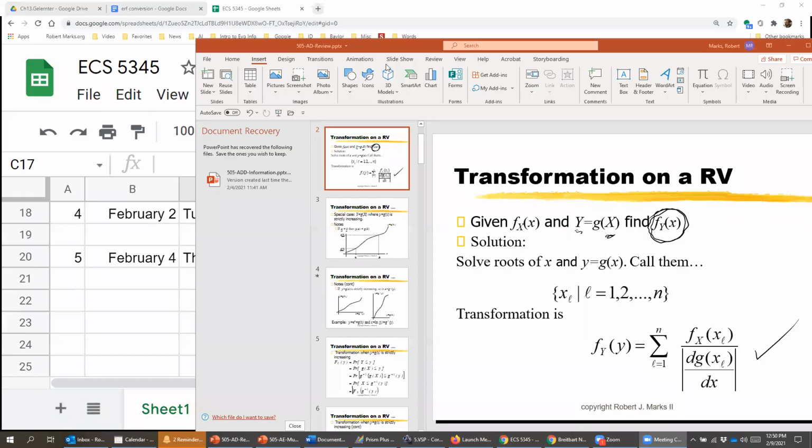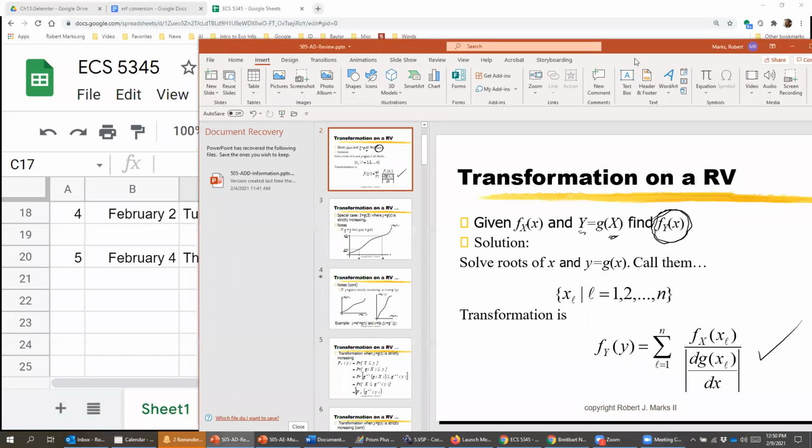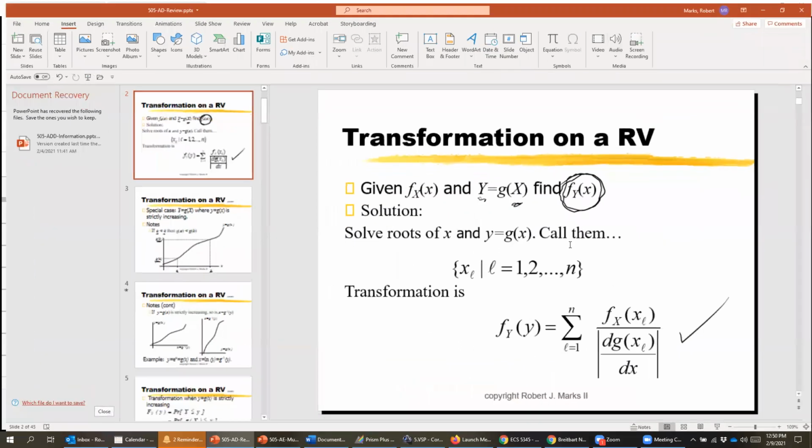Now, let me share my screen again. By the way, I'm in Corpus Christi now, so you'll notice a different background, which is kind of cool.